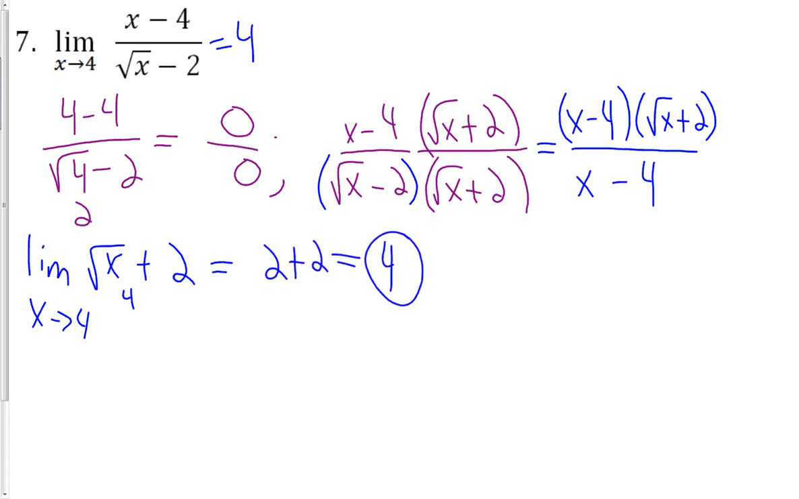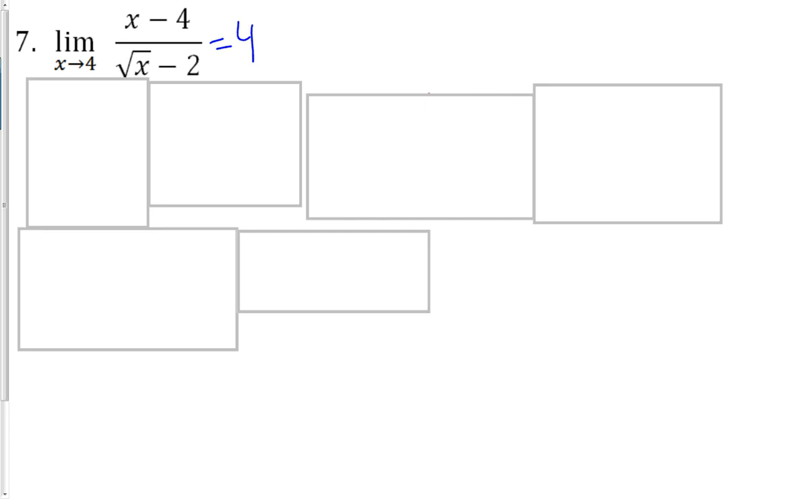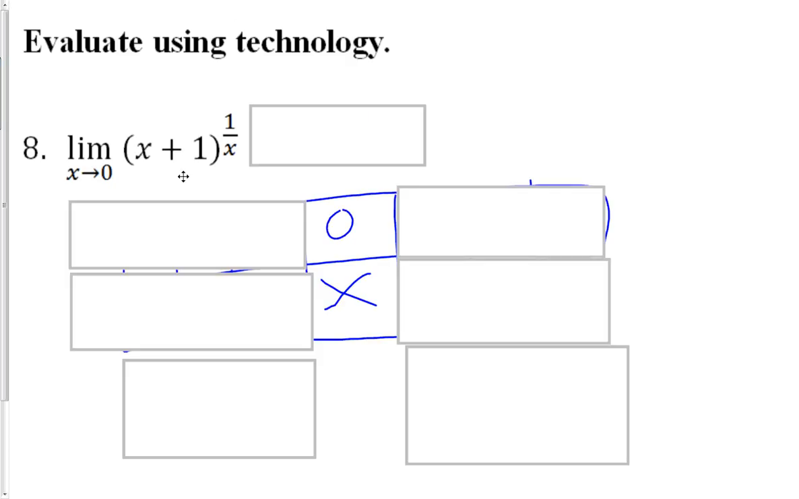So we indeed matched. And now we'll visit the last method for solving, which is use your calculator. The limit as x goes to 0 of x plus 1 to the 1 over x. Now using technology to evaluate, we've got the limit as x goes to 0 of x plus 1 to the 1 over x.